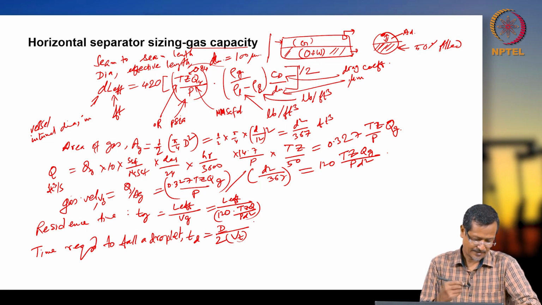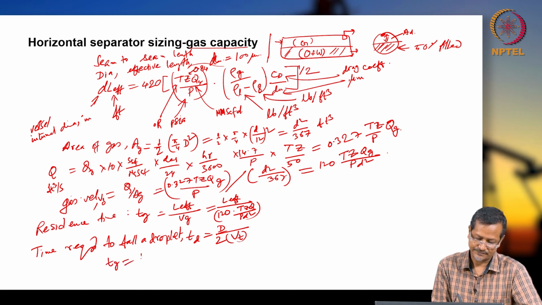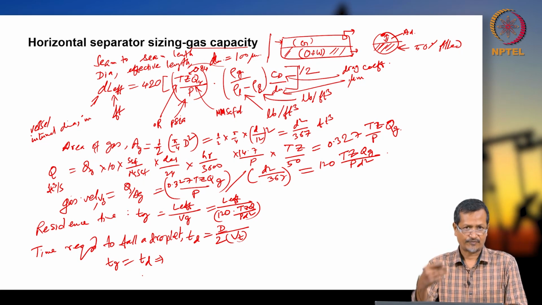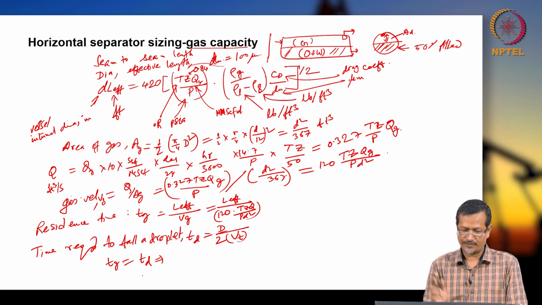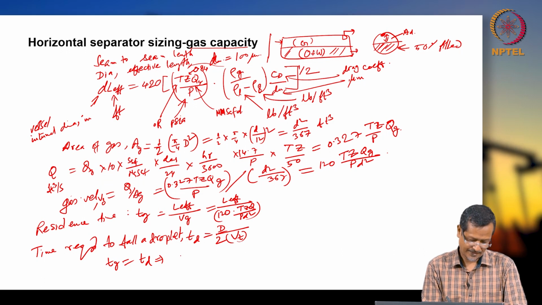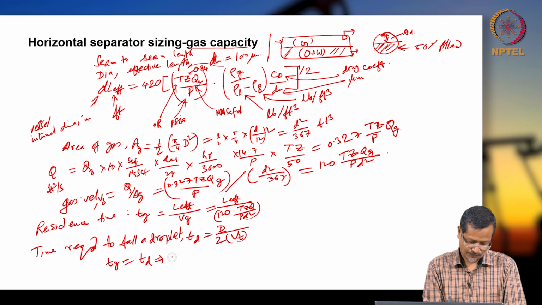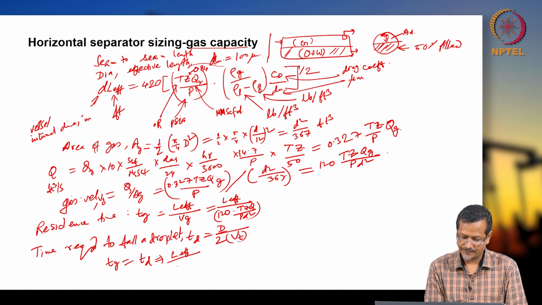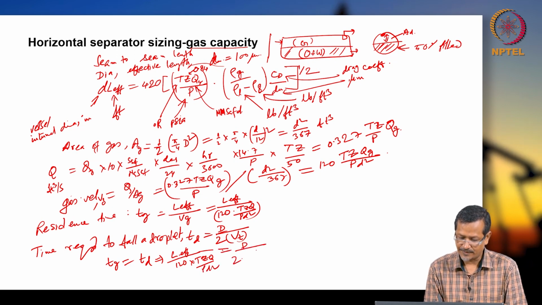So now Tg and Td, if we equate, we are assuming that residence time equals droplet falling time. So the same amount of time it is taking for gas going out and liquid falling down. Okay, so this will give Tg equals Td. What is Td? L effective by 120 into TZQ over P d square equals d divided by 2 into Vt.